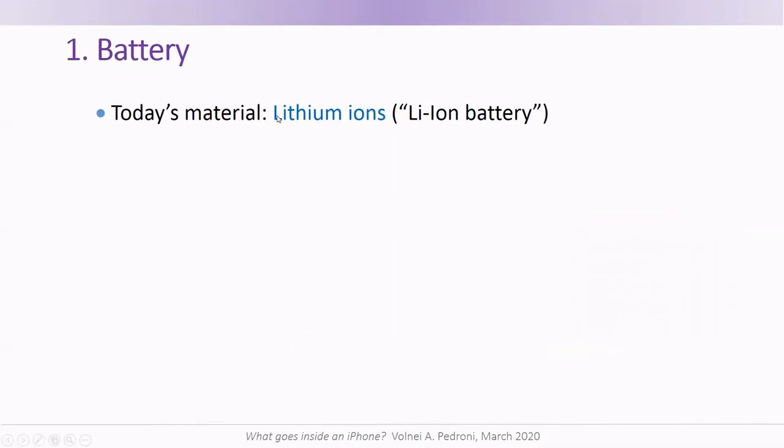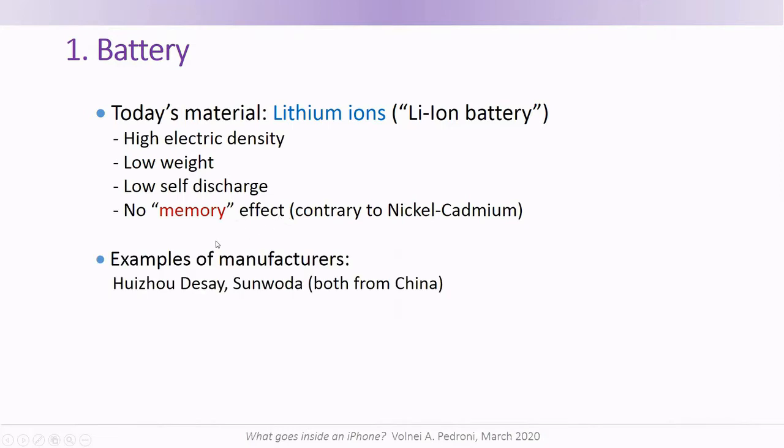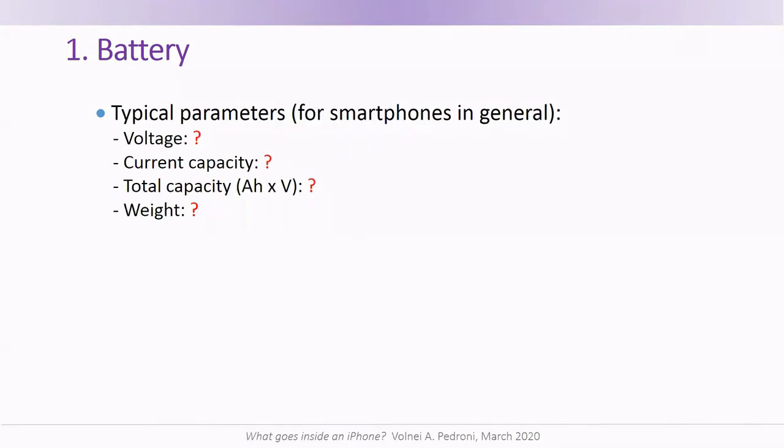Today's material is lithium ions. So this is the material that goes through the electrolyte from the negative to the positive electrode during discharge and back during recharge. It has high electric density, low weight, low self-discharge, and very important, no memory effect. So the battery can be charged as many times as we want and as much as we want. 2 examples of major manufacturers are listed here.